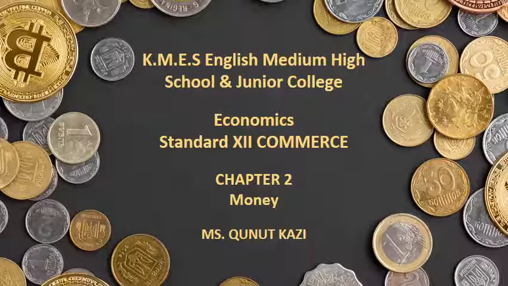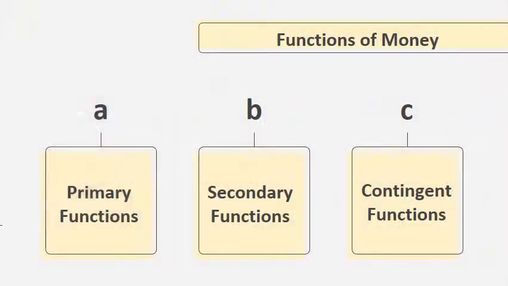This is the third and final lecture on the second chapter of your economics book, Money. In the previous lectures, we have seen the evolution of money, types of money, and how money came into existence because of the difficulties faced in the barter system. In today's lecture, we'll study all about the functions of money. The functions of money have been divided into different categories, and each category will be studied in detail. The first type is primary function, the second is secondary function, and the last type is contingent functions of money.